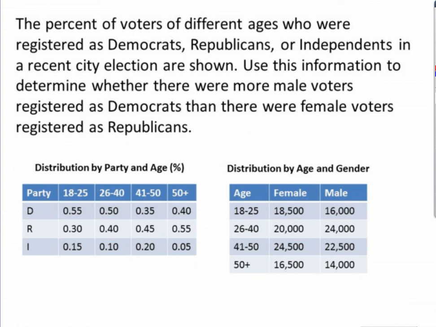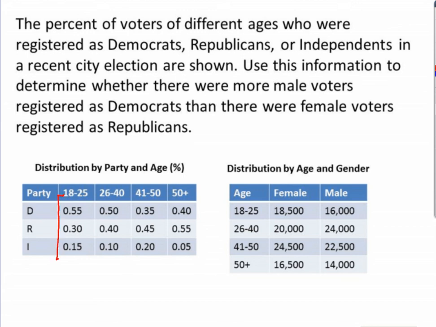The percent of voters of different ages who were registered as Democratic, Republican, or Independents in a recent city election are shown. Use this information to determine whether there were more male voters registered as Democrats than there were female voters registered as Republicans. So when we multiply these, we have our matrix.